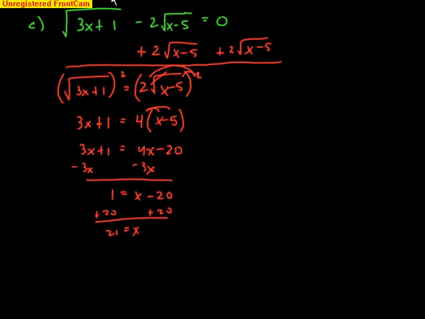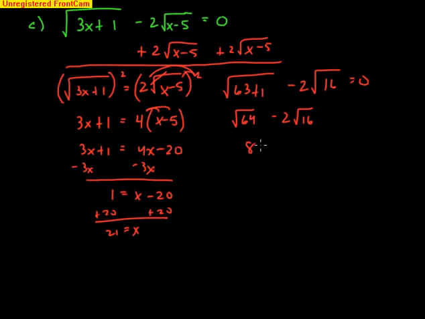Let's check to make sure. I need to plug it in here. So we have the square root of 3 times 21, which is 63, minus 2 times the square root of 21 minus 5, which is 16. That should come out to be 0. Square root of 64 minus 2 times the square root of 16. So let's see. Square root of 64 is 8. The square root of 16 is 4. 8 minus 8 is 0. And there's our answer.